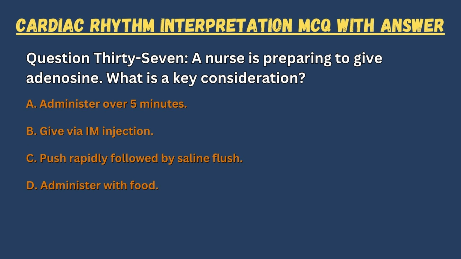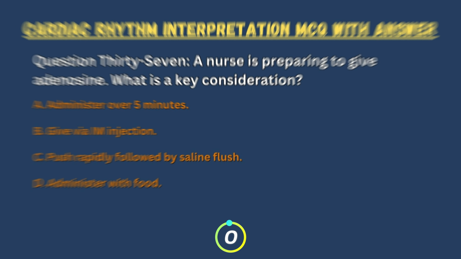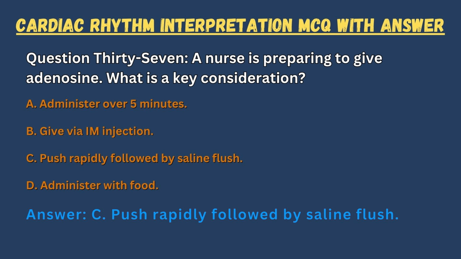Question 37. A nurse is preparing to give adenosine. What is a key consideration? A. Administer over 5 minutes. B. Give via IM injection. C. Push rapidly followed by saline flush. D. Administer with food. Answer: C. Push rapidly followed by saline flush.